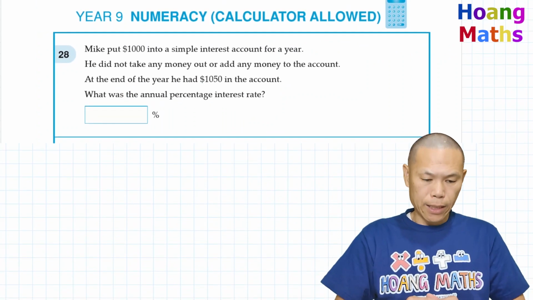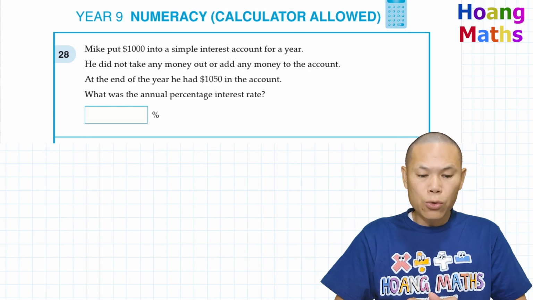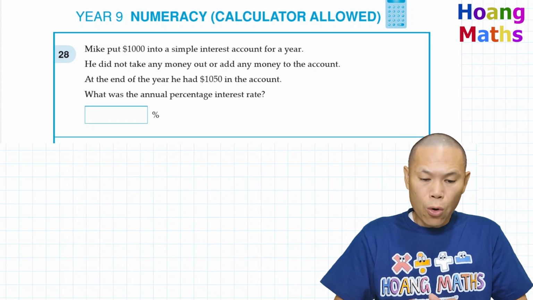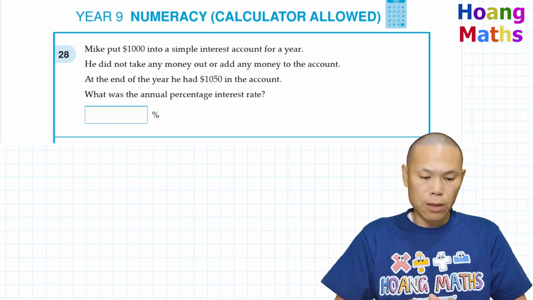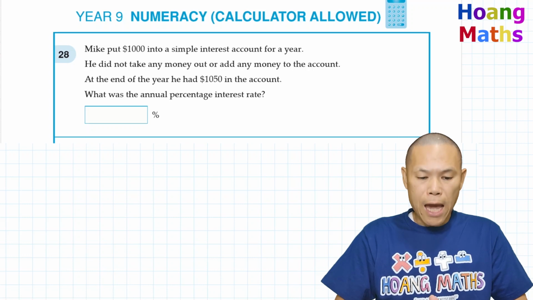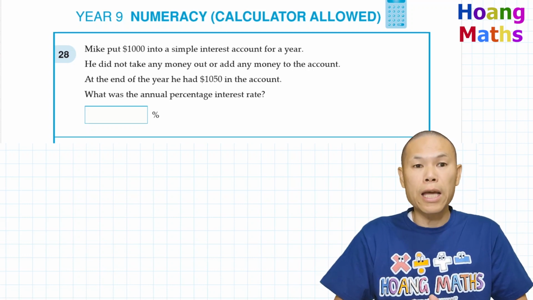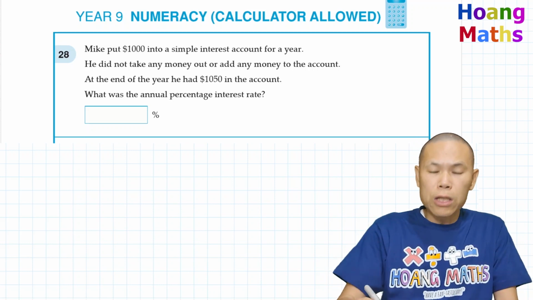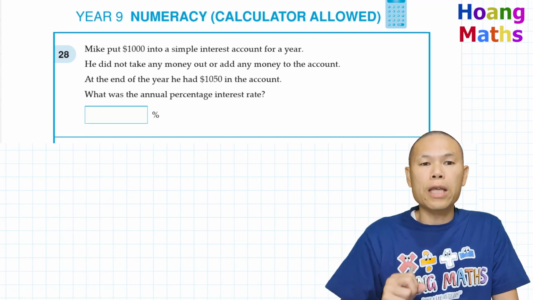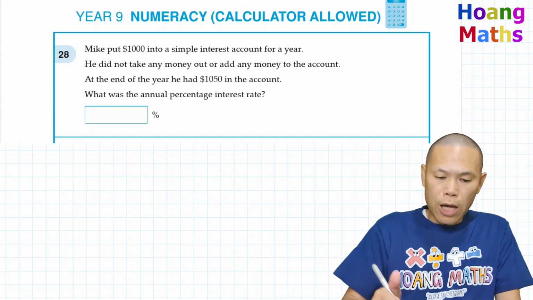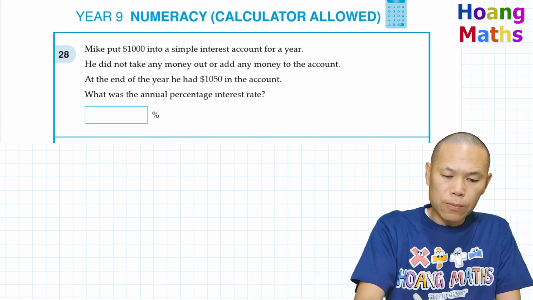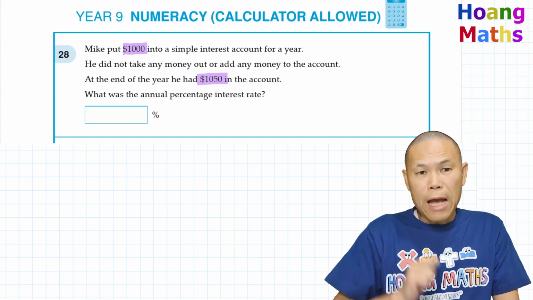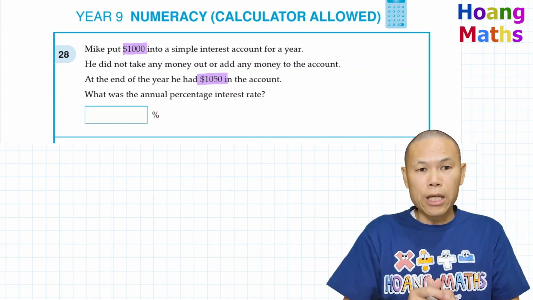Question number 28. Mike put $1,000 into a simple interest account for a year. He did not take any money out or add any money into the account. At the end of the year, he had $1,050 in the account. What is the annual percentage interest rate? First of all, we know that the interest rate is the interest over the amount of money that he put in. He put in $1,000, and at the end of the year he had $1,050. So therefore $50 is the interest, right?